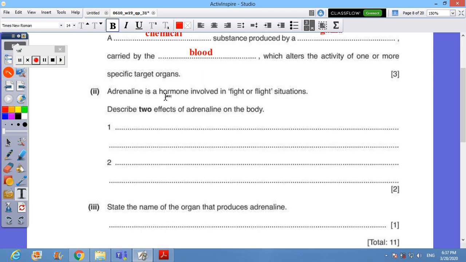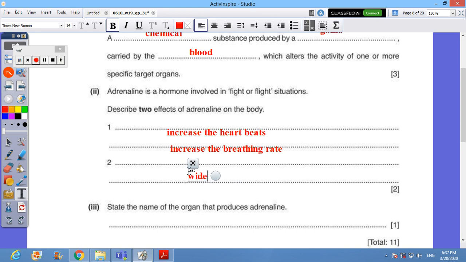Adrenaline is a hormone involved in fight or flight situations. Describe 2 effects of adrenaline on your body or on your body organs. It increases the rate of breathing. It increases first the heartbeats. Very good. What else? It increases the breathing rate. Very very good.